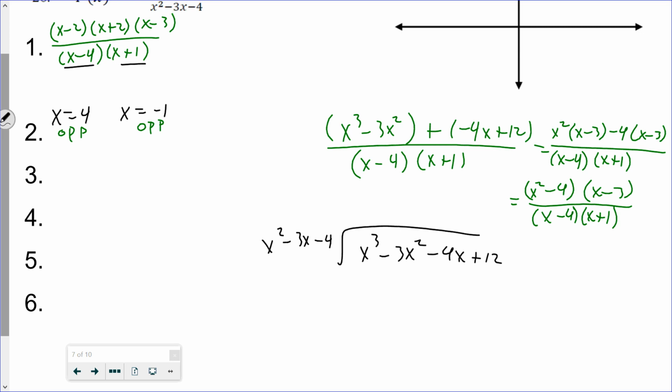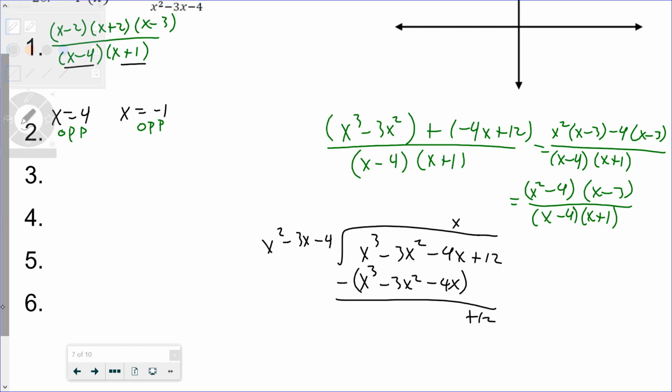So x squared goes into x cubed x times. Multiply that out: x cubed minus 3x squared minus 4x. Subtract these, these all cancel out, and I'm just left with a positive 12. An x squared does not go into positive 12, so I don't have any constant term here. So x ends up being my only part of the quotient. So I know that my slant asymptote is just y equals x.